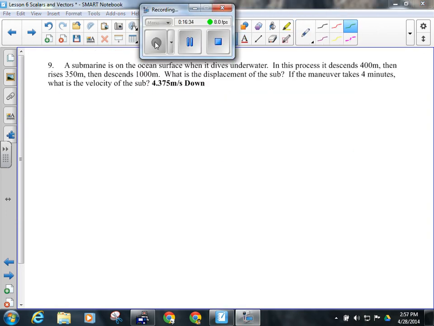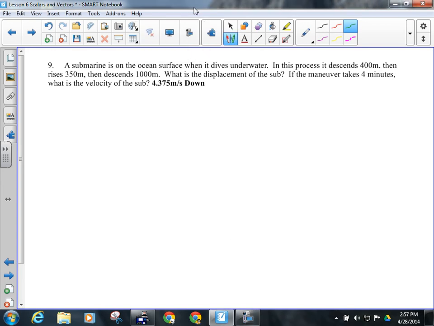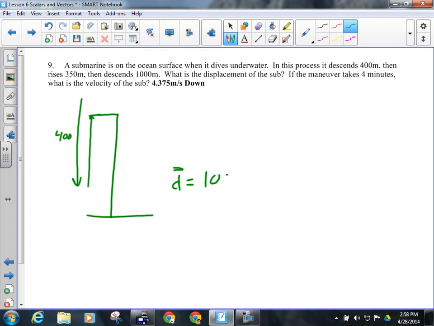Okay, so for this submarine question, number 9 on the second side, we got this submarine on the ocean surface. It dives underwater. In the process, it descends 400 meters and then rises 350 and then descends 1,000. So first it goes down 400, then it comes back up 350. Now it's how far below the surface? 50. Now it's going to descend 1,000. So how far below the surface does it end up? 1,050. That's its displacement. Its displacement is 1,050 meters down.